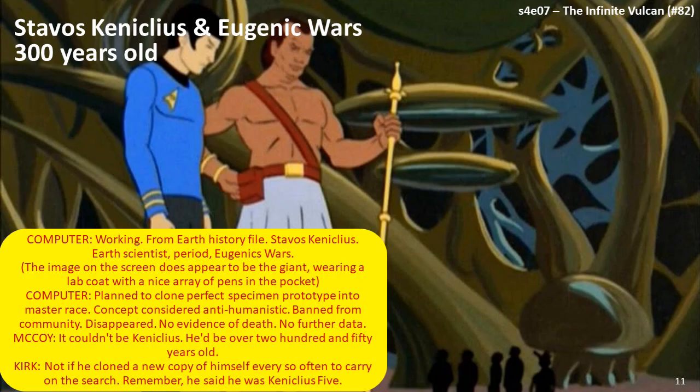Kennicus clones himself, apparently, in order to survive. According to this episode, Kennicus is over 250 years old, which means he was born maybe in 2117 AD, which cannot be correct. The Eugenics War occurred about 270 years ago, 273 to be exact, so Stavros Kennicus must be closer to 300 years old. McCoy did say over 250 years, so we could stretch it, we can accept it, I suppose.